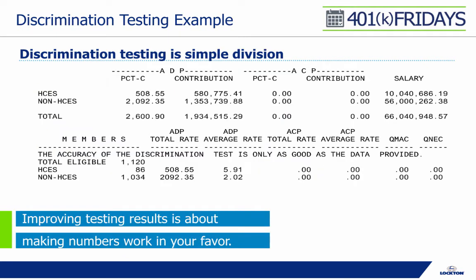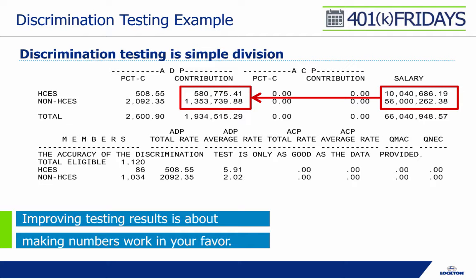So let's look at an example here of discrimination testing. This will help put some things into motion and hopefully help solidify a few concepts in your mind. So the first thing we're going to look at is salaries. In this particular company, you've got $10 million of salary for your highly compensated and $56 million in salary for your non-highly compensated. Starting off good. Now we look at the contributions that those groups have made. So $10 million of salary and a $580,000 contribution for the highly compensated employees, $56 million in salary, and $1.3 million in contributions for the non-highly compensated employees.